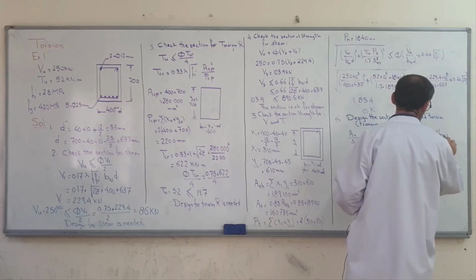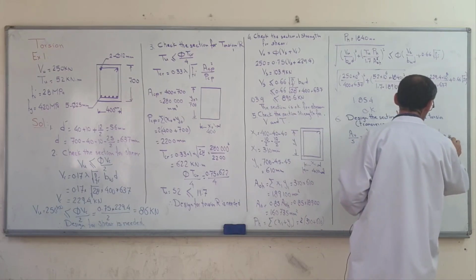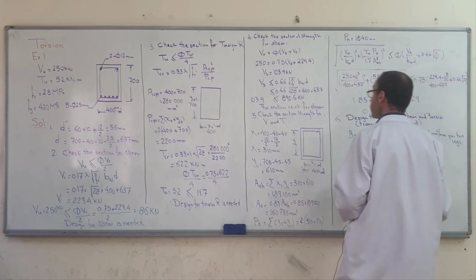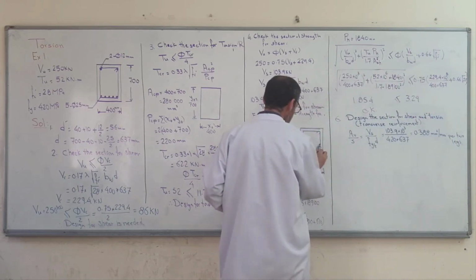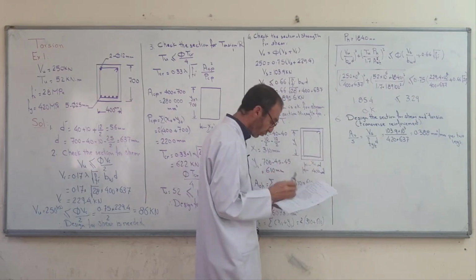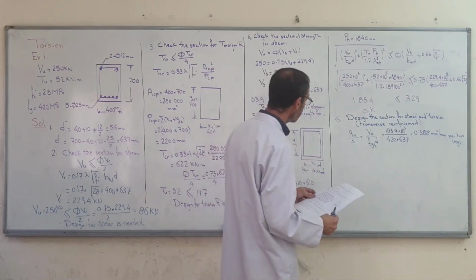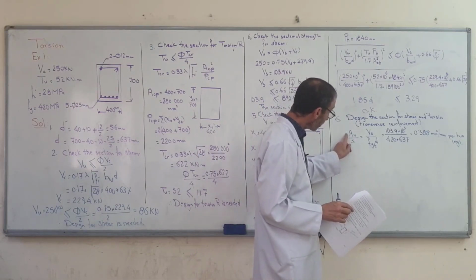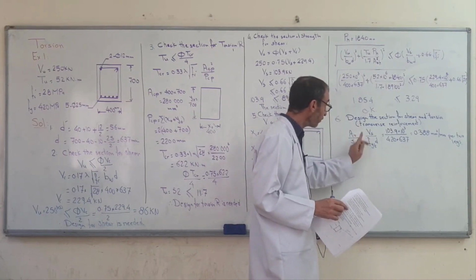This is per 2 legs. We have here 2 legs, per 2 legs for sure. Now I go to design for torsion reinforcement. This is required for shear.